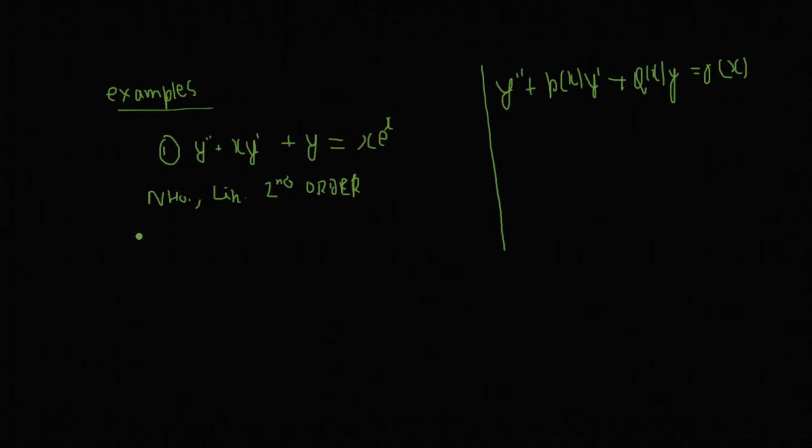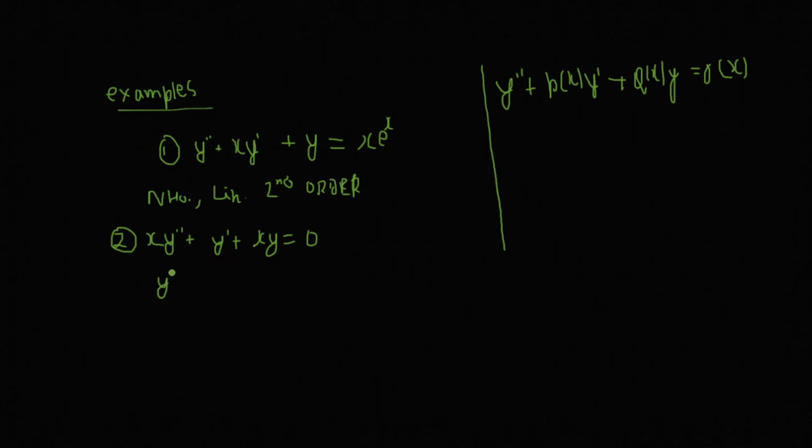Next, coming to the second example, we have x y double dash plus y dash plus x y is equal to 0.